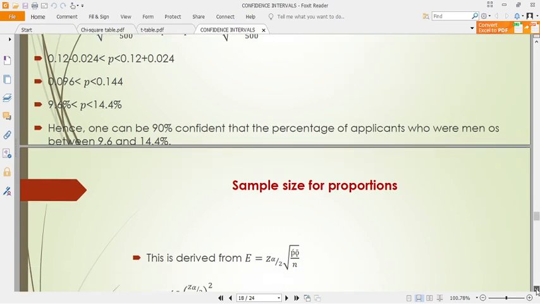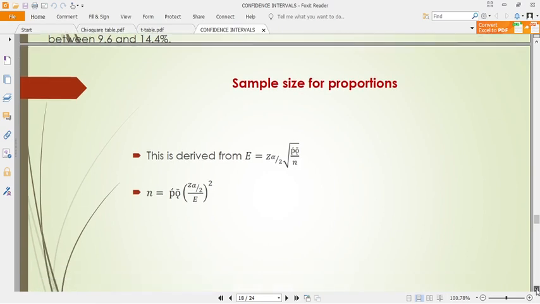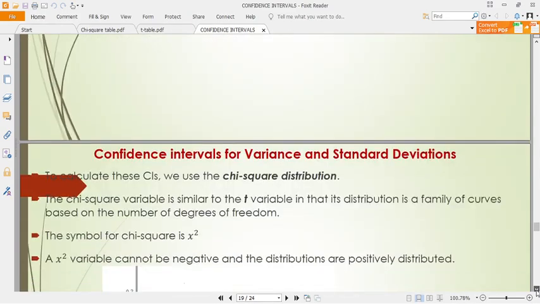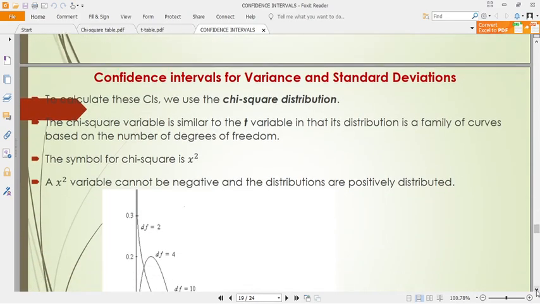Still from the error of estimate or maximum error of estimate formula, you can get a sample size for proportions. So this is our error of estimate. Making n the subject will give us a formula for sample size for proportions. So, confidence intervals for variances and standard deviations. To calculate this, we use what we call the chi-square distribution. The chi-square variable is similar to the t variable because it is also from a family of degrees of freedom, and the symbol, x squared, represents chi-square.